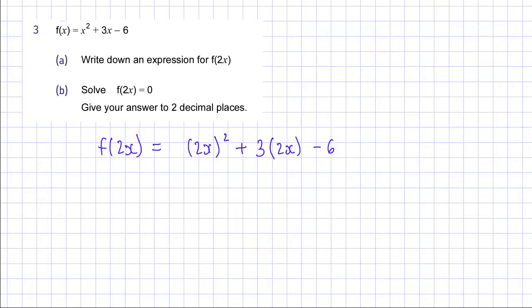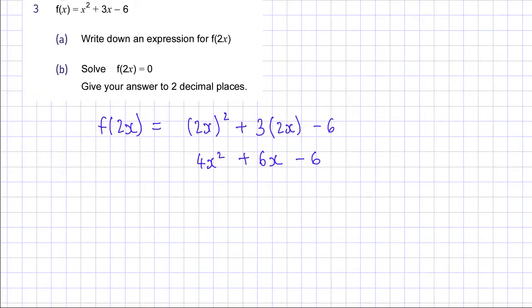So 2x squared is equal to 4x squared. 3 times 2x is equal to 6x minus 6. So this is the expression. So 4x squared plus 6x minus 6 is an expression for f(2x).